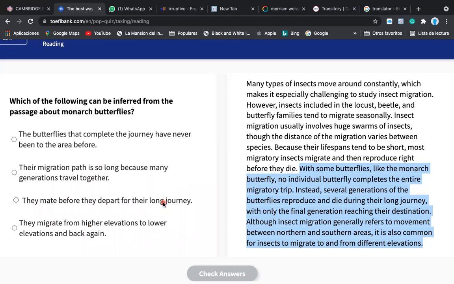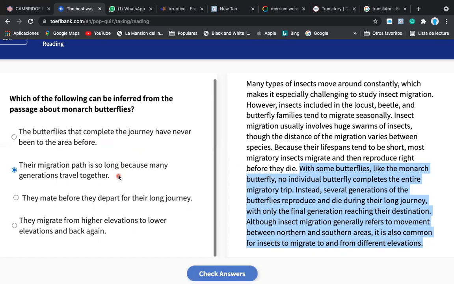No individual butterfly completes the entire migratory trip. Instead, several generations reproduce and die during the journey. Okay, then the butterflies that complete the journey have never been to an area before. Definitely not the first option. Their migration path is so long because many generations travel together. This could be the right answer to me. They mate before they depart for the longer journey.